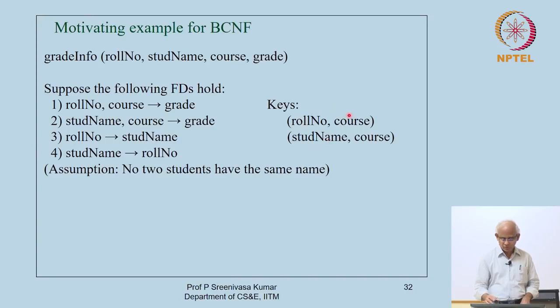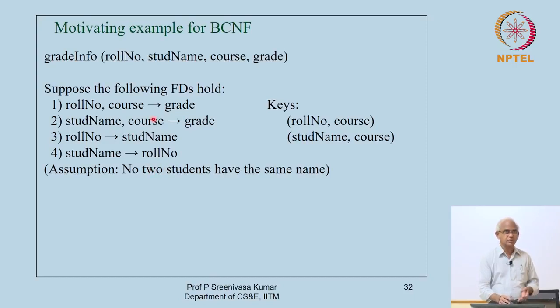So, the keys are roll number and course, and student name and course. Because these are keys, all attributes are prime except grade. Grade is the only non-prime attribute. If you look at the functional dependencies: roll number, course determines grade; student name, course determines grade; roll number determines student name; student name determines roll number. Now apply the third normal form definition to each of these functional dependencies.